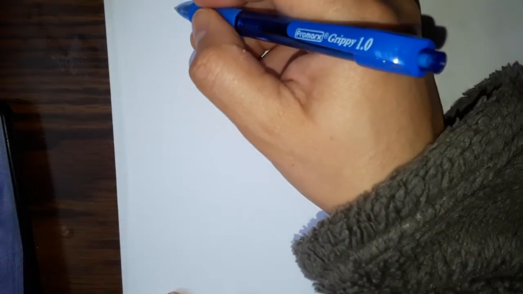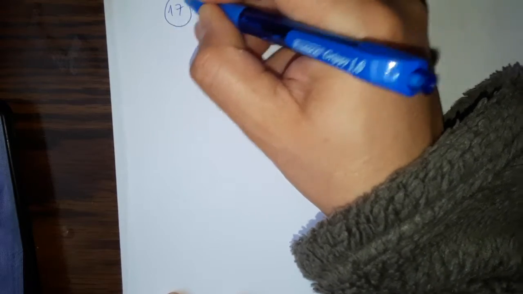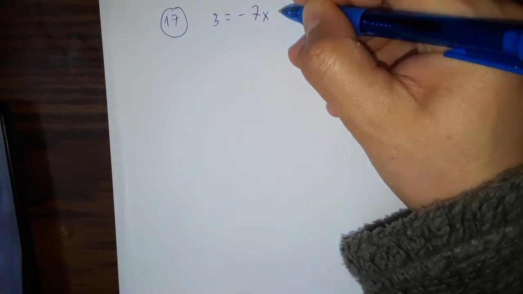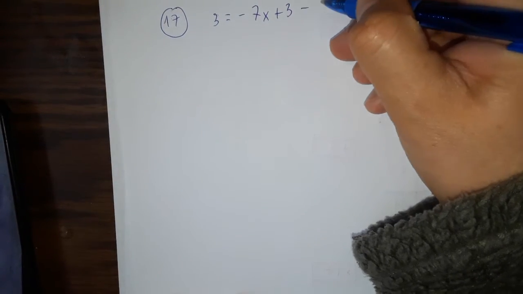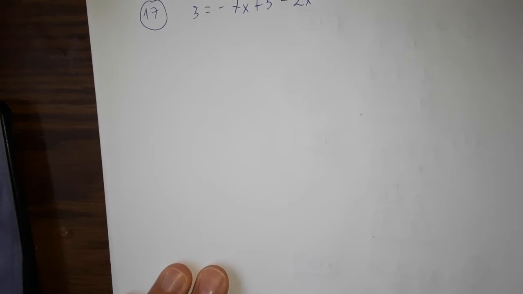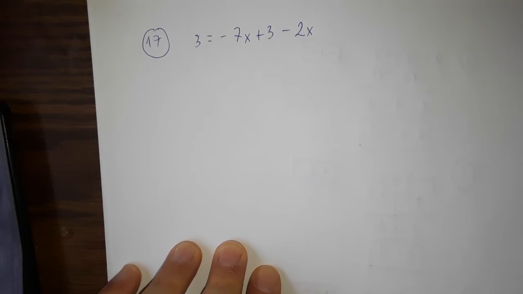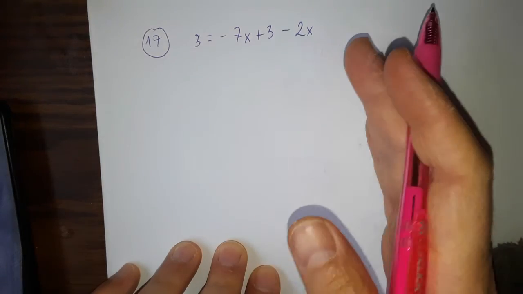17 is 3 equals -7x plus 3 minus 2x, right? How do we solve this now? First, we have to combine like terms. But to combine like terms, we have to organize x's on one side, numbers on the other.